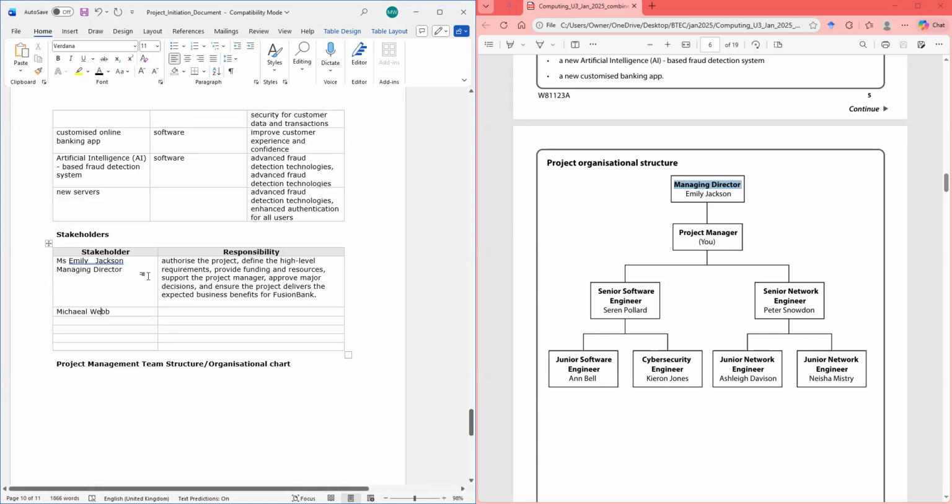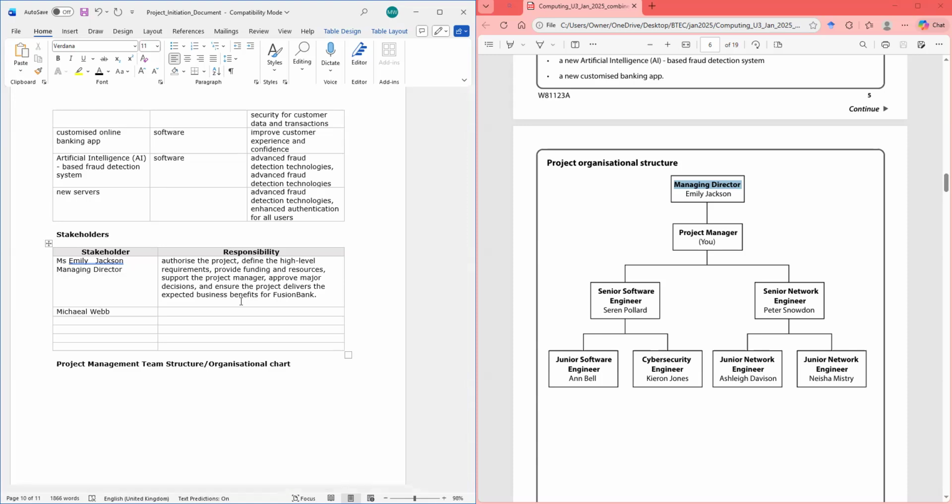And the purpose of Emily is to authorize the project and define the high-level requirements. She defines the requirements, provides funding and resources, supports the project manager, approves major decisions, and ensures the project delivers the expected business benefits for Fusion Bank. So that's her job, and there's more that you can put. You don't have to write it that way.